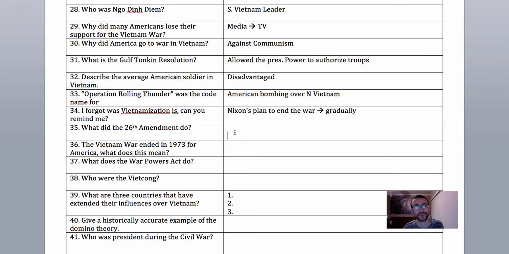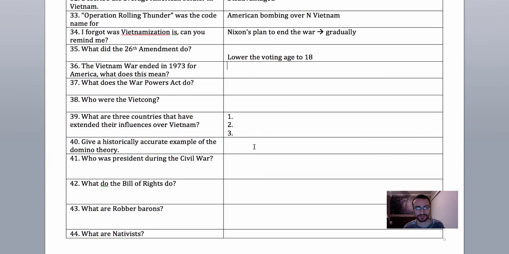26th Amendment did what? 2 plus 6 is 18, the current age to vote. So lower the voting age to 18 from 21. The Vietnam War, number 36, ended in 1973. What does this mean for the Americans? They just withdrew troops.